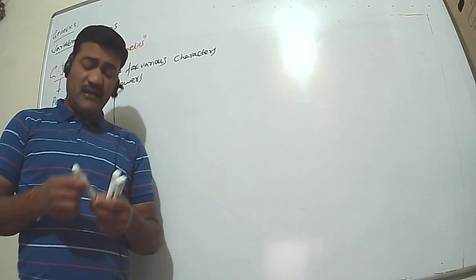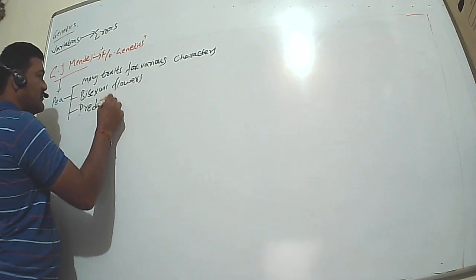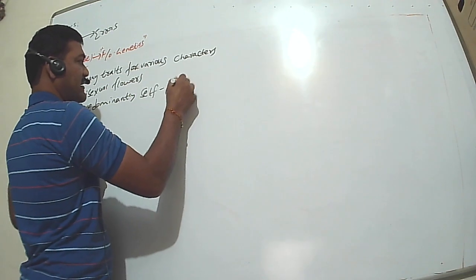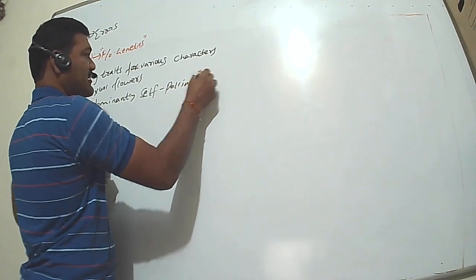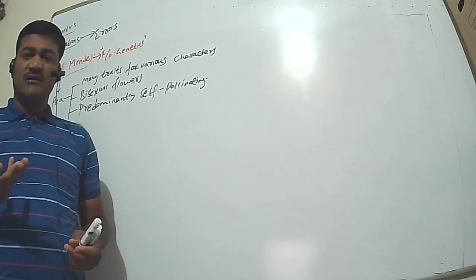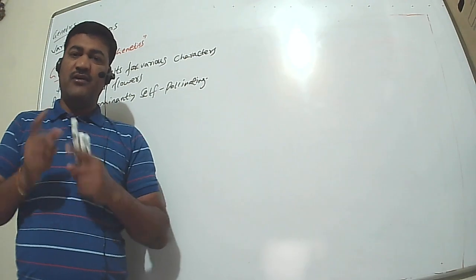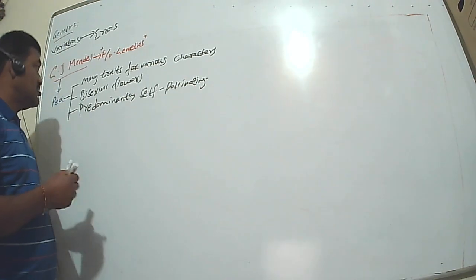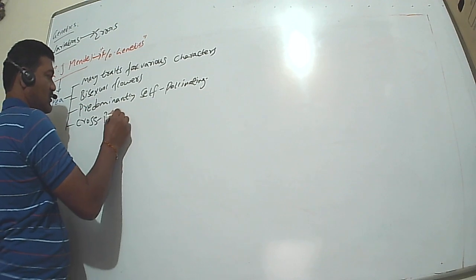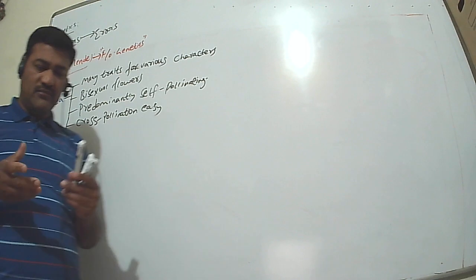But what is the advantage? This plant was predominantly a self-pollinating plant. Meaning, by birth, by nature, it was a self-pollinating plant, because it has both male and female reproductive organs. It has bisexual flowers, so it can easily self-pollinate. And even cross-pollination was also very easy, because you have bisexual flowers.